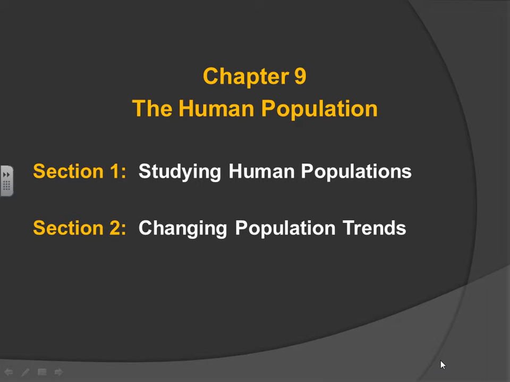Today we're going to be starting Chapter 9, and we're going to be looking at populations again, but this time we're going to focus on human populations. And so we'll be doing two sections. The first one is going to be studying human populations, which is what we're going to talk about today, and we're also going to talk about how population trends have changed over time.